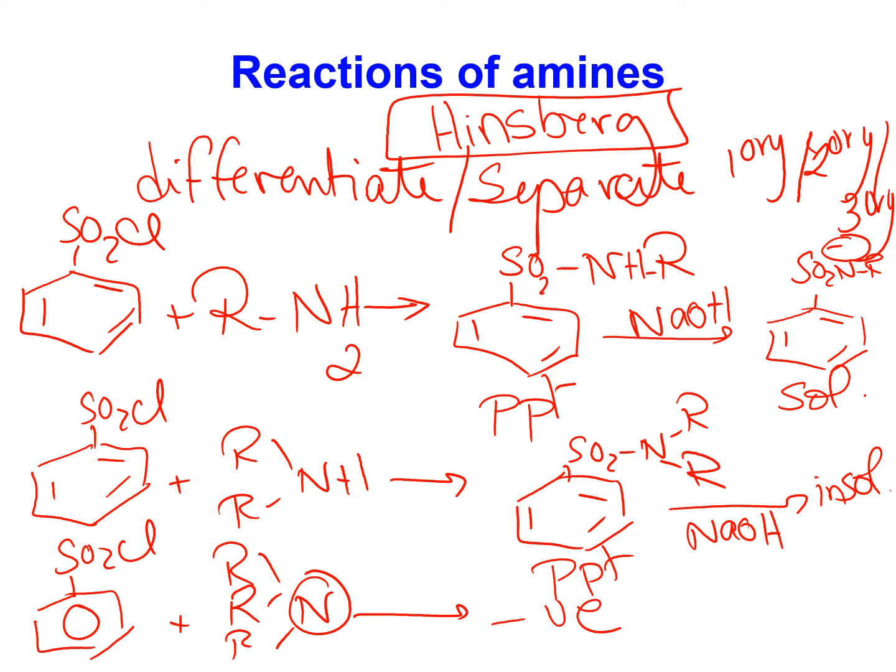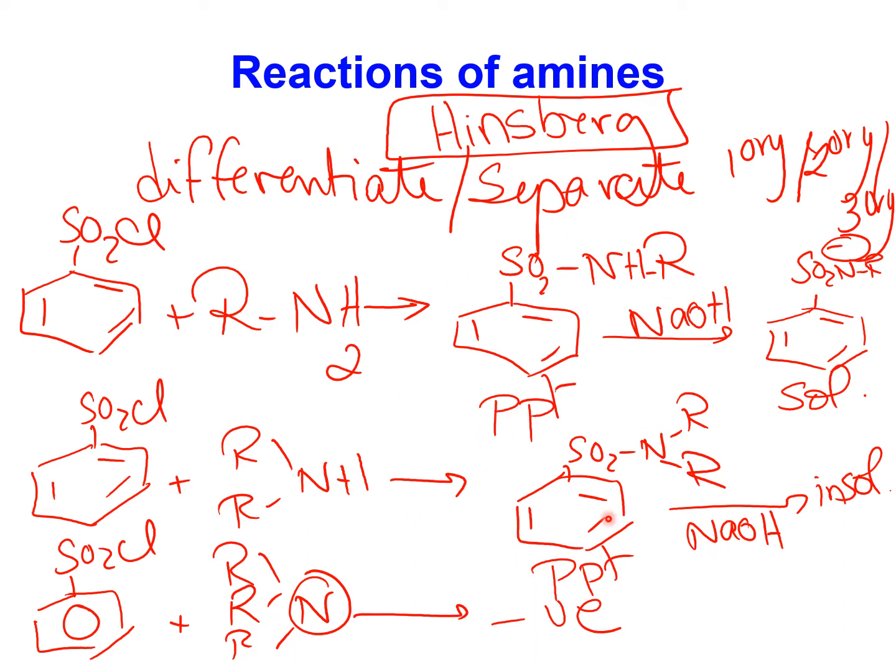So if you have three bottles, one contains a primary amine, one contains a secondary amine, and one contains a tertiary amine, and you cannot know which is the primary, which is the secondary, and which is the tertiary, what you do to recognize or identify them is add a drop of sulfonyl chloride. You take 1 ml from each of these bottles and add a drop of benzene sulfonyl chloride to them. If you see a precipitate, then this is either a primary or a secondary amine. If you do not see a precipitate, then this is a negative reaction and this is the tertiary amine.